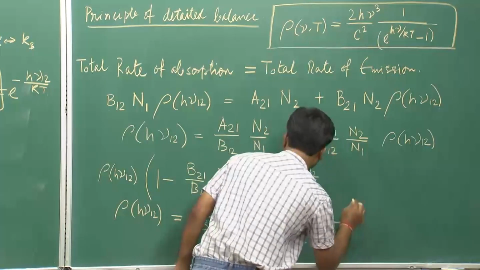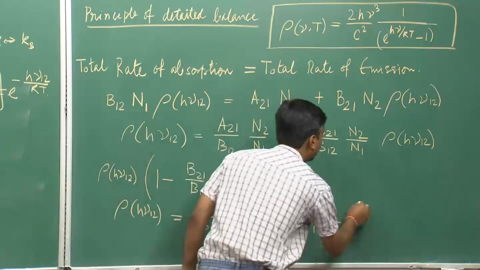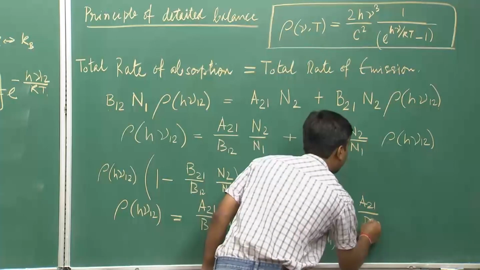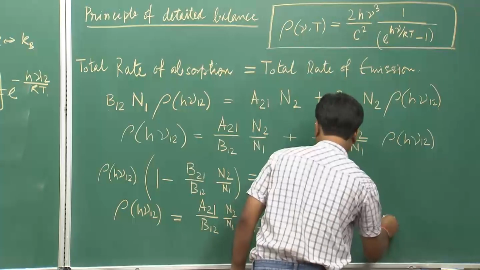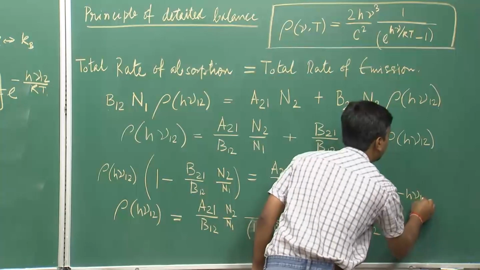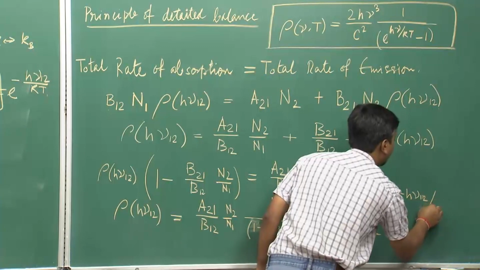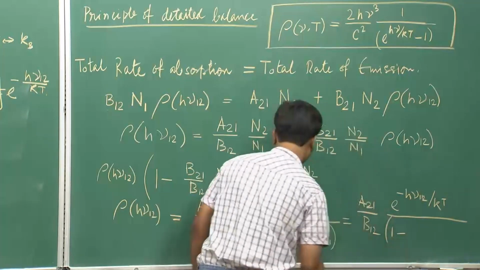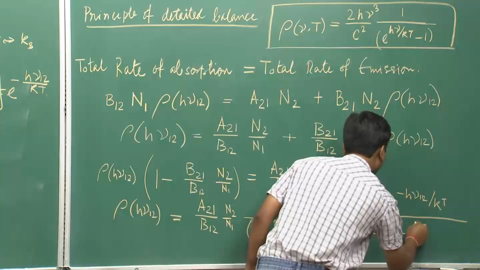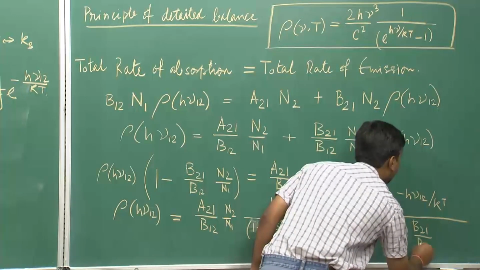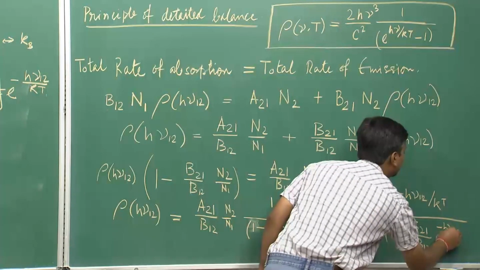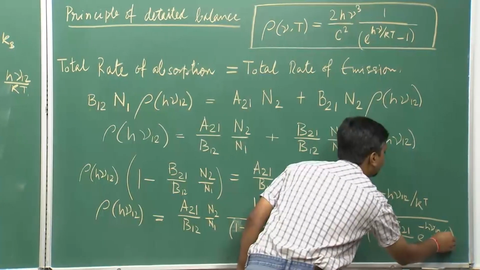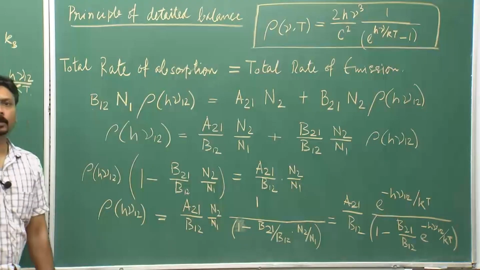So, let me write down A21 by B12 into e to the power minus h nu 12 by kT, divided by 1 minus B21 by B12 into e to the power minus h nu 12 by kT. All right.